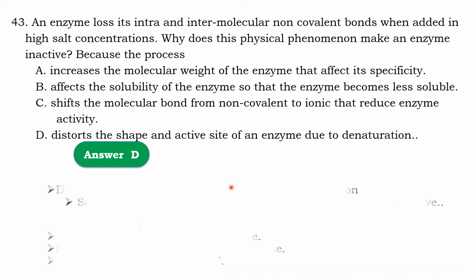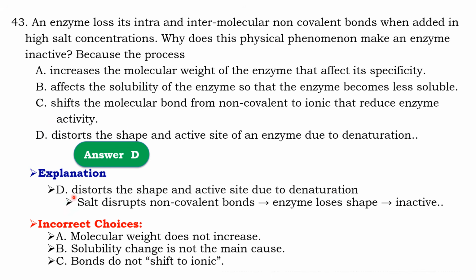So the answer should be D. Because the process distorts the shape and active site due to denaturation. Means that salt disrupts non-covalent bond and enzyme loses its shape and become inactive. And also looking at the other choices, option A, molecular weight does not increase. Option B, solubility change is not the main cause. Option C, bonds do not shift to ionic. So the answer should be D.